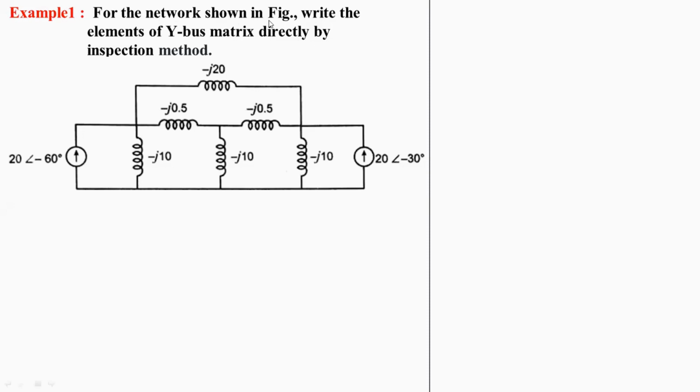For the network shown in the figure, write the elements of the Y-bus matrix directly by the inspection method. I am going to explain the inspection method through this problem. Here, all the reactance values are marked with a negative sign. The given values are the admittances. The admittance values are directly given.